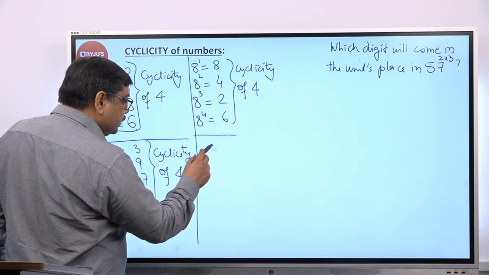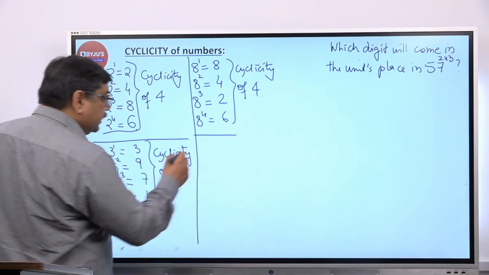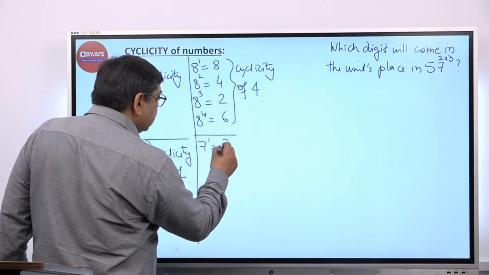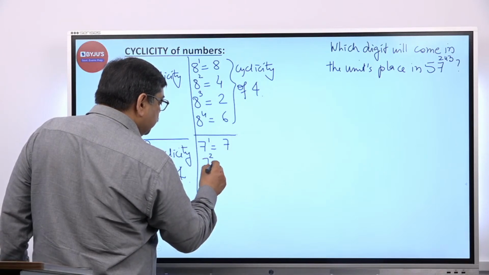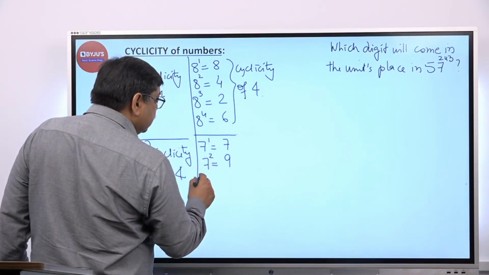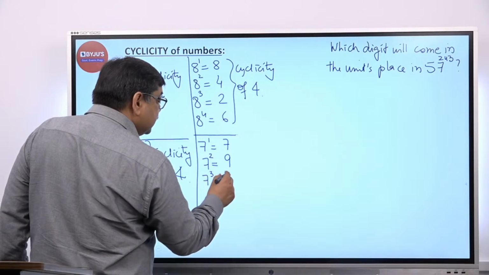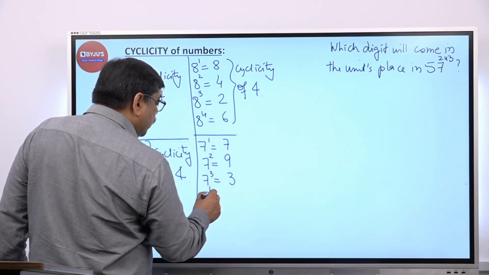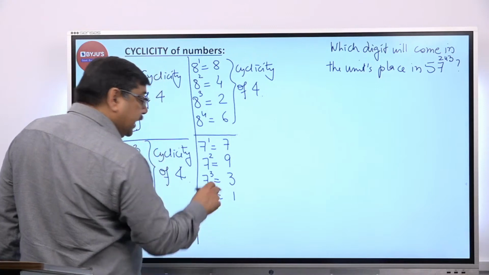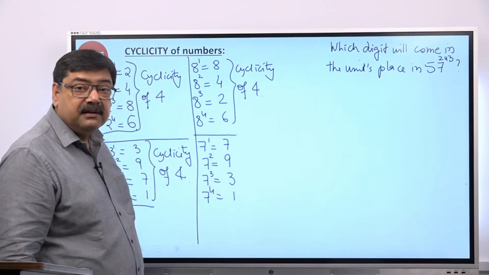I will take up 6. No, 7. Let me take up 7. 7 power 1 is 7. 7 power 2, 49 होता है, तो 9 आ गया. 7 power 3, 7 9s are 63. 7 power 4, 7 3s are 21. Again 7 power 5, 7 1s are 7.